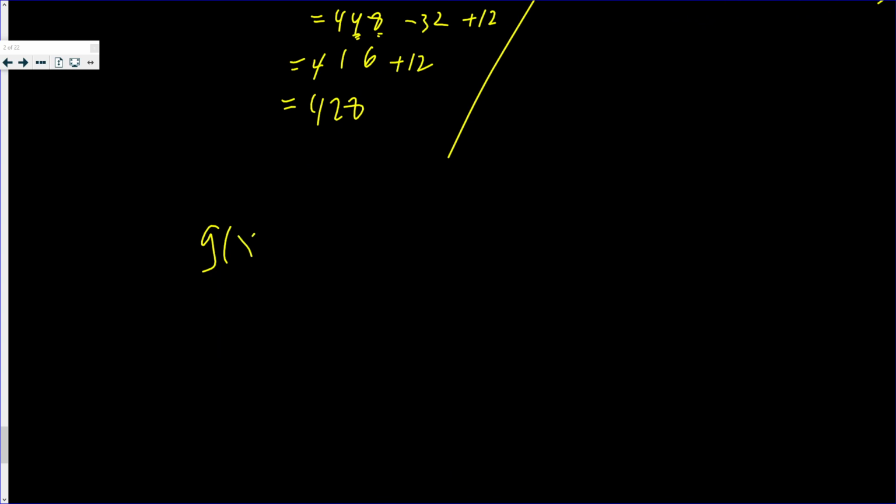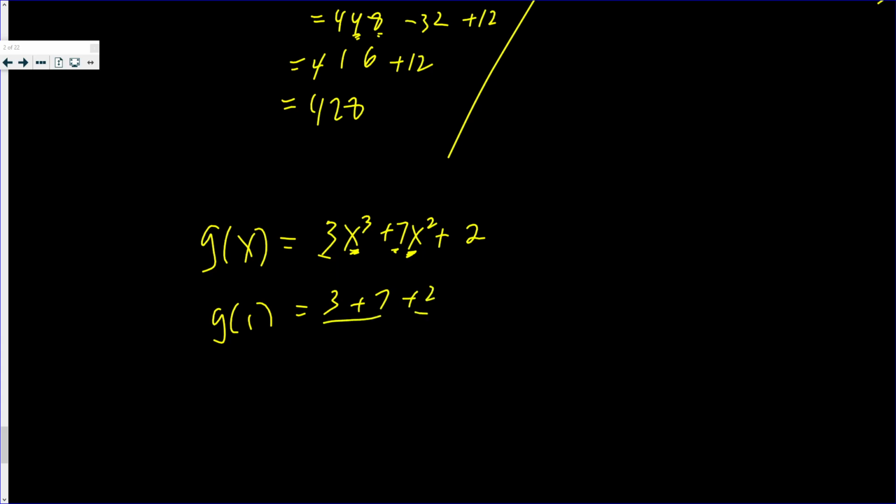If you have g of x is 3x cubed plus 7x squared plus 2, and you want to find g of 1. Well, this is pretty easy. 1 to a power is 1, 3 times 1 is 3, 1 to any power is 1, 7 times 1 is 7, plus 2, 10 plus 2, 12.